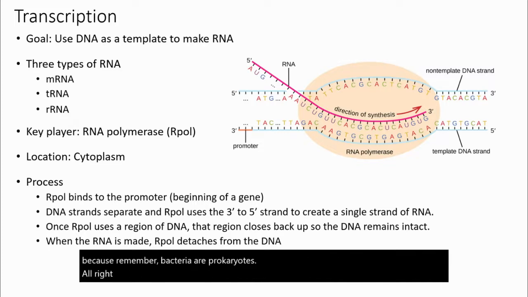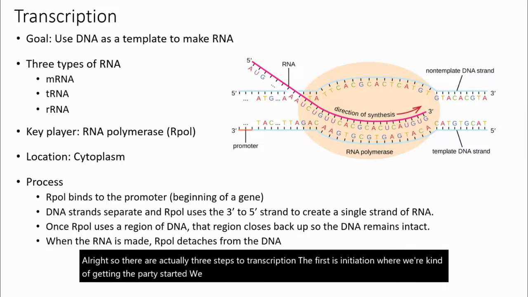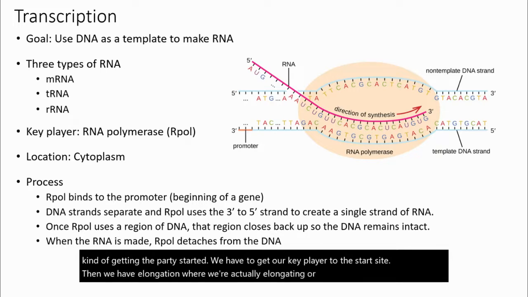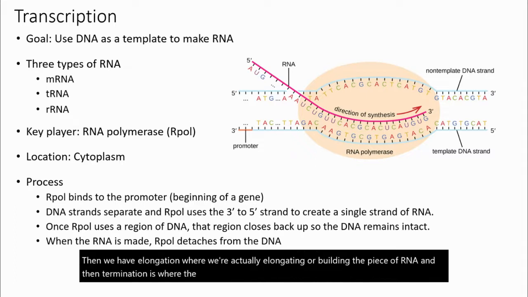All right, so there are actually 3 steps to transcription. The first is initiation, where we're kind of getting the party started. We have to get our key player to the start site. Then we have elongation, where we're actually elongating or building the piece of RNA. And then termination is where the process terminates. That means we're done.